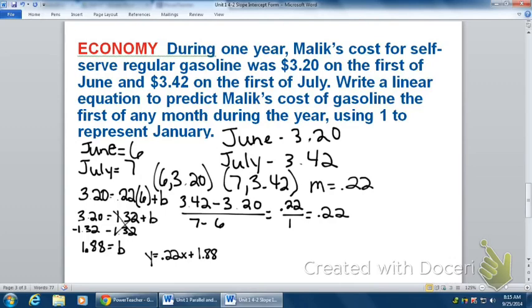So it told us to write a linear equation to predict Malik's cost of gasoline the first of any month. So let's say he wanted to figure out the cost of his gasoline for, I don't know, May. What month would that be? Or how would I solve that? Change what number? We have our equation right there. How can we use our equation to figure it out? Change the x. Good, Cameron. Yeah, just change the x to 5. Okay, because May is the month of 5.